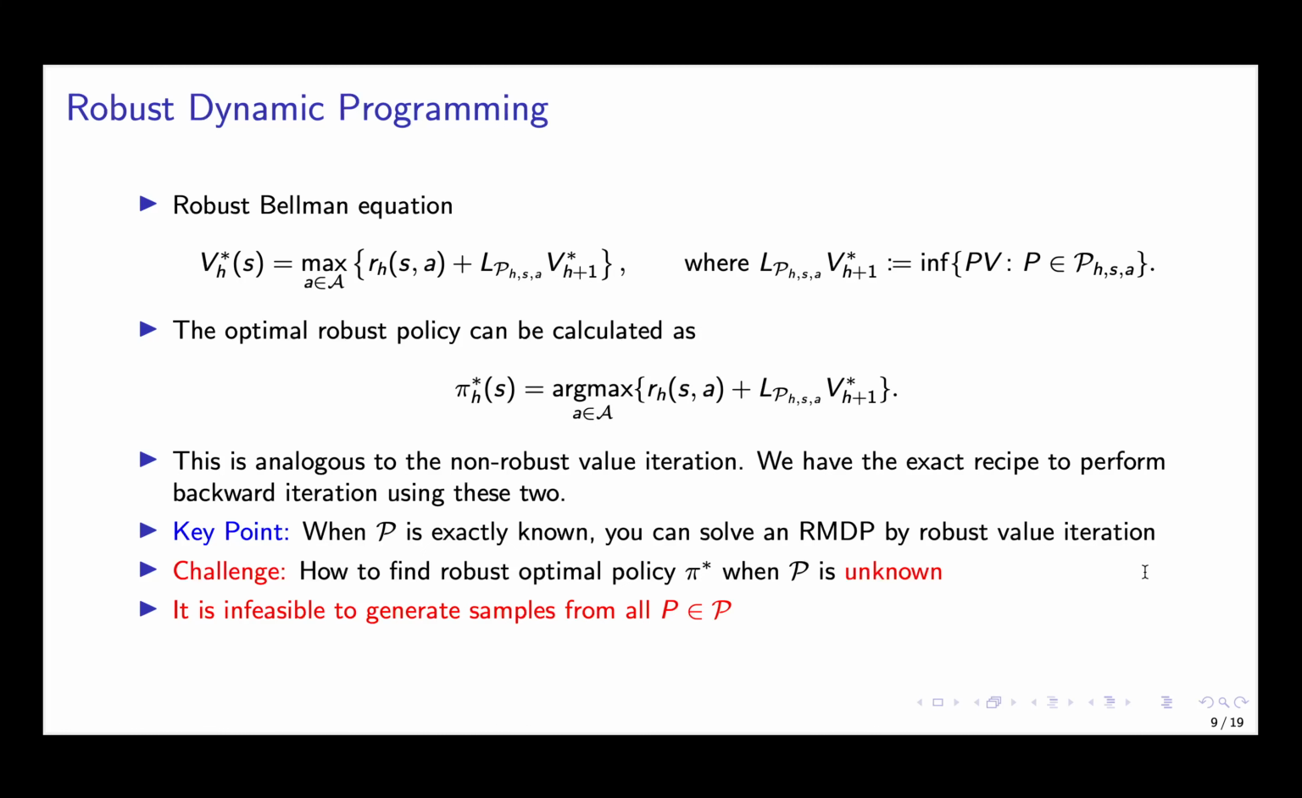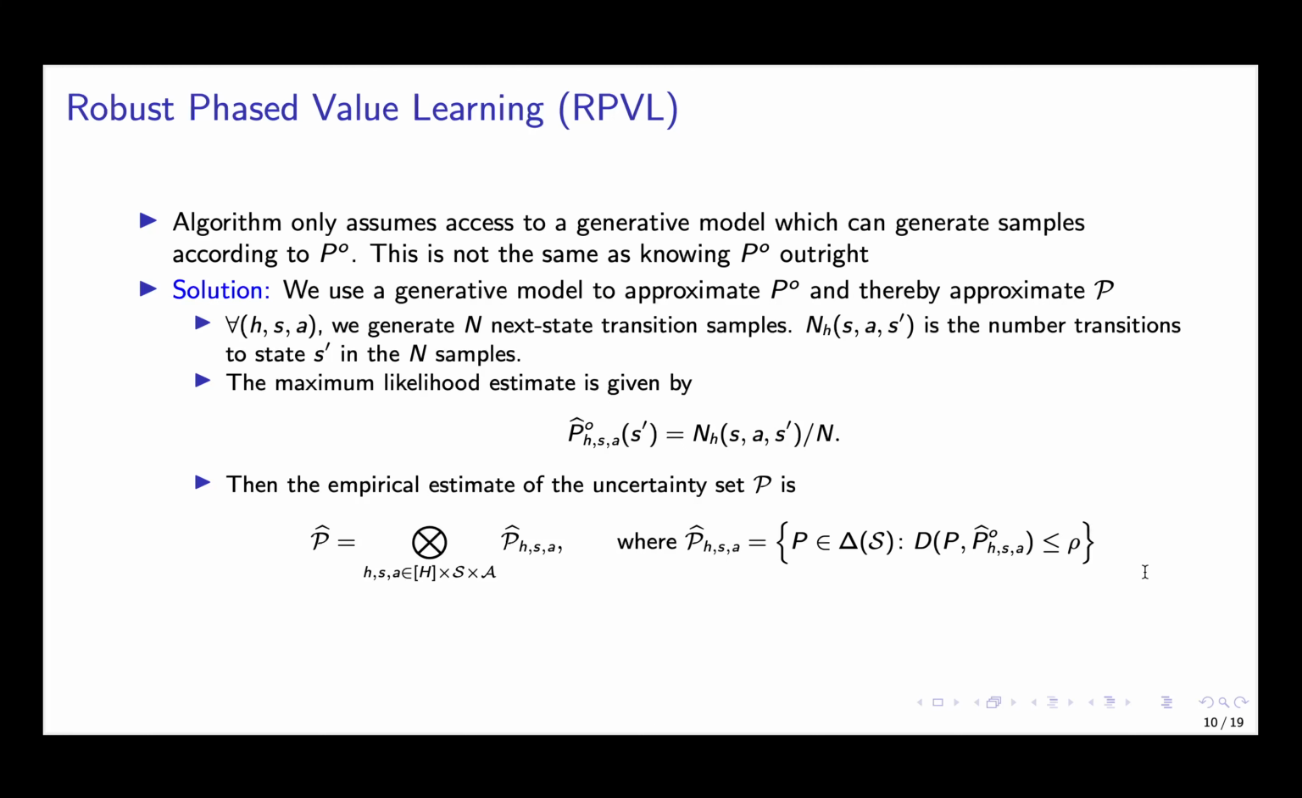Analogous to the non-robust value iteration, we can perform backward iteration using these two, if we know the uncertainty set exactly. But how to find the robust optimal policy when the uncertainty set P is unknown? It is infeasible to generate samples from all P in the set P. We are interested in the algorithm that only assumes access to a generative model, which can generate samples only according to the nominal model P naught. Note that this is not the same as knowing the nominal model outright.